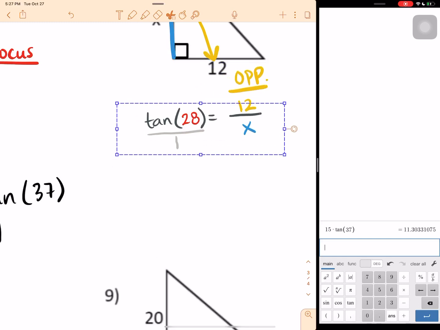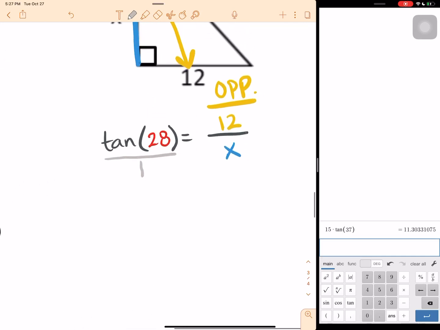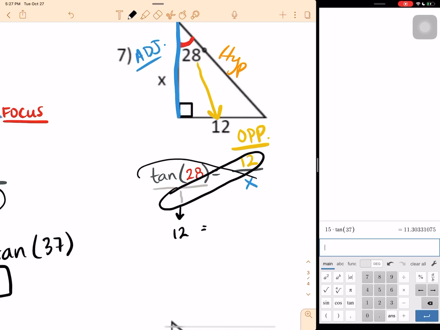There we go. Move that guy up. Okay, perfect. All right, so now what we need to do is cross multiply. So I'm going to go ahead and take this. 1 times 12 is 12. x times tangent of 28 is x times tangent of 28. Now, we cannot just split off the tangent of 28. Tangent of 28 is a single number. That is a value. So in order to get the x by itself here, we need to undo this multiplication of x times tangent of 28 by dividing by the tangent of 28.